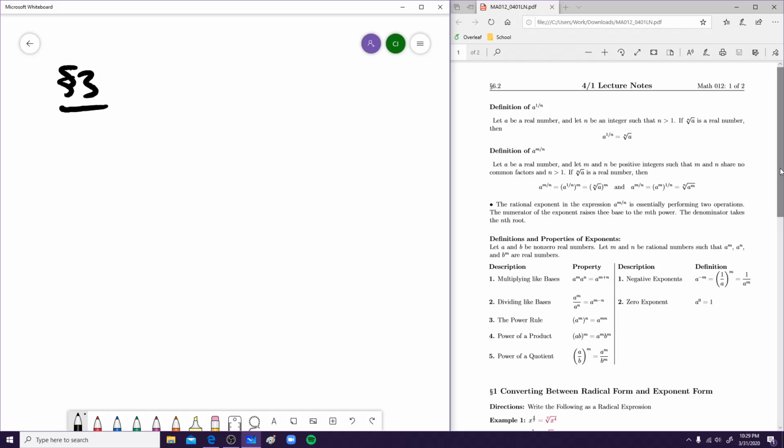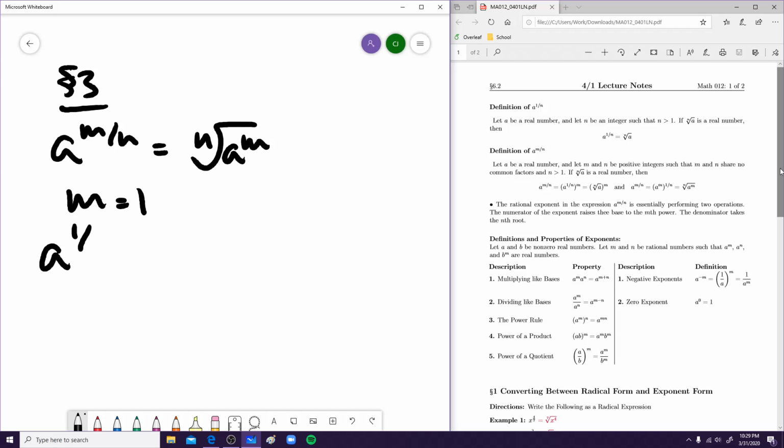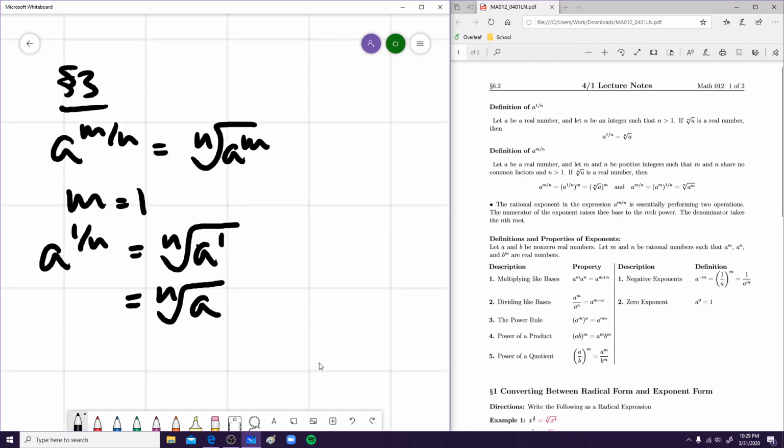One thing I want to point out is technically even if m is 1, we're still using the a to the m over n. What do I mean by that? So a to the m over n, we know that this is equal to the nth root of a to the m. But what if m is equal to 1? So then we have a to the 1 over n is equal to the nth root of a to the first. But a to the first, anything to the first power is itself. So this is still the nth root of a. Right, so as long as you know the definition of a to the m over n, you are golden.